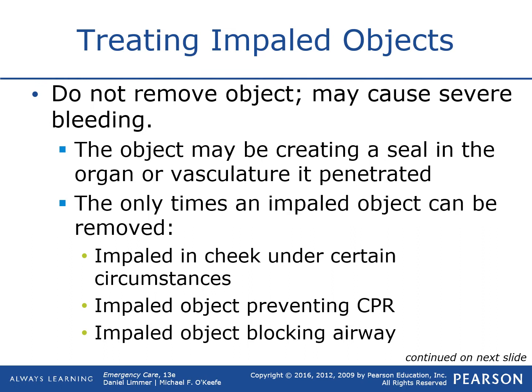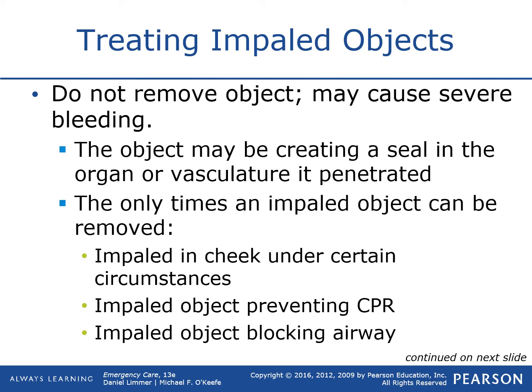So if an object, say, goes into your aorta, it's sealed your aorta from bleeding because it's taken the place of the wall that it ruptured, and it seals that wound off. When you take it out, you now have a huge hole in your aorta, and you will exsanguinate very quickly. So this is why our general rule of thumb is to not remove impaled objects.